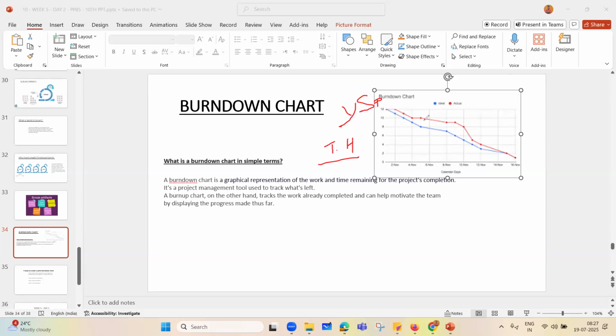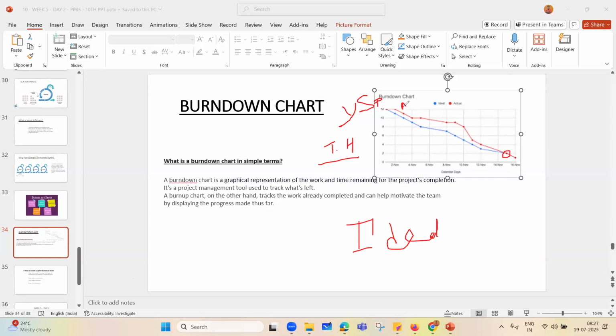Now, one thing you need to understand: what is this red line and blue line? The blue line represents the ideal line. Ideal line means that by this date, work should be completed, because the blue line is ending here, right? And the red line represents the actual line.